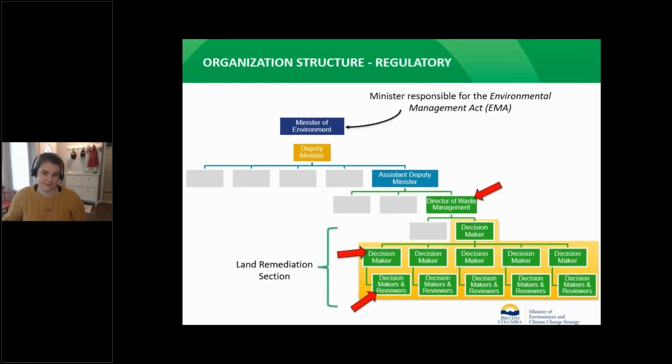From a regulatory perspective, the Minister of Environment is also the minister responsible for the Environmental Management Act, and they can designate power under EMA to a Director of Waste Management. Directors of waste management under EMA typically hold the organizational role of executive director. A director of waste management can, in turn, delegate some power under the Environmental Management Act to appropriately trained staff. These individuals become statutory decision makers. As you can see, there are many statutory decision makers in the land remediation section. Another key role that you can see on this organizational chart is ministry reviewer. Staff can act as both reviewers and decision makers, but never both on the same application. Next slide, please.